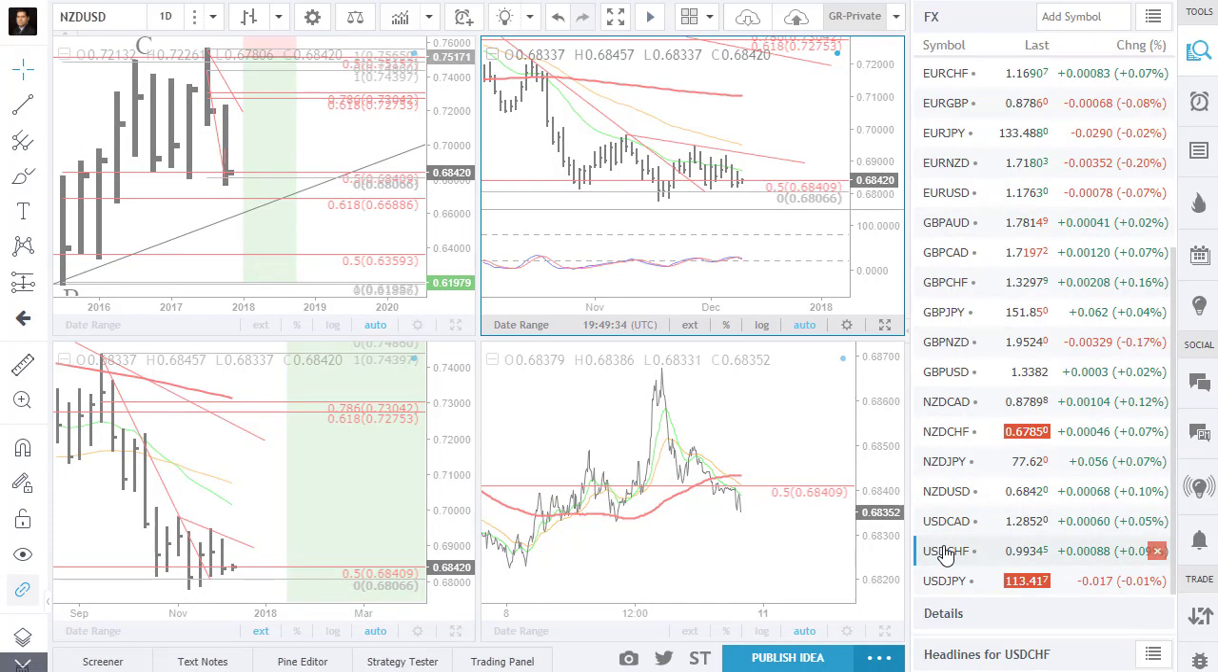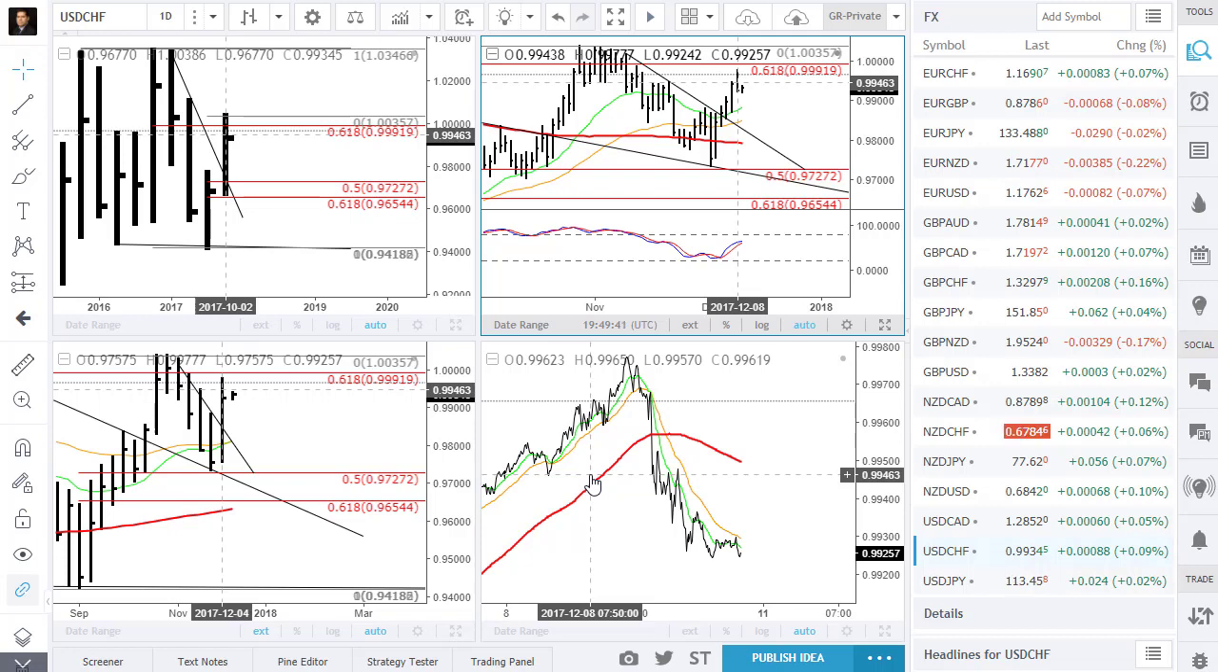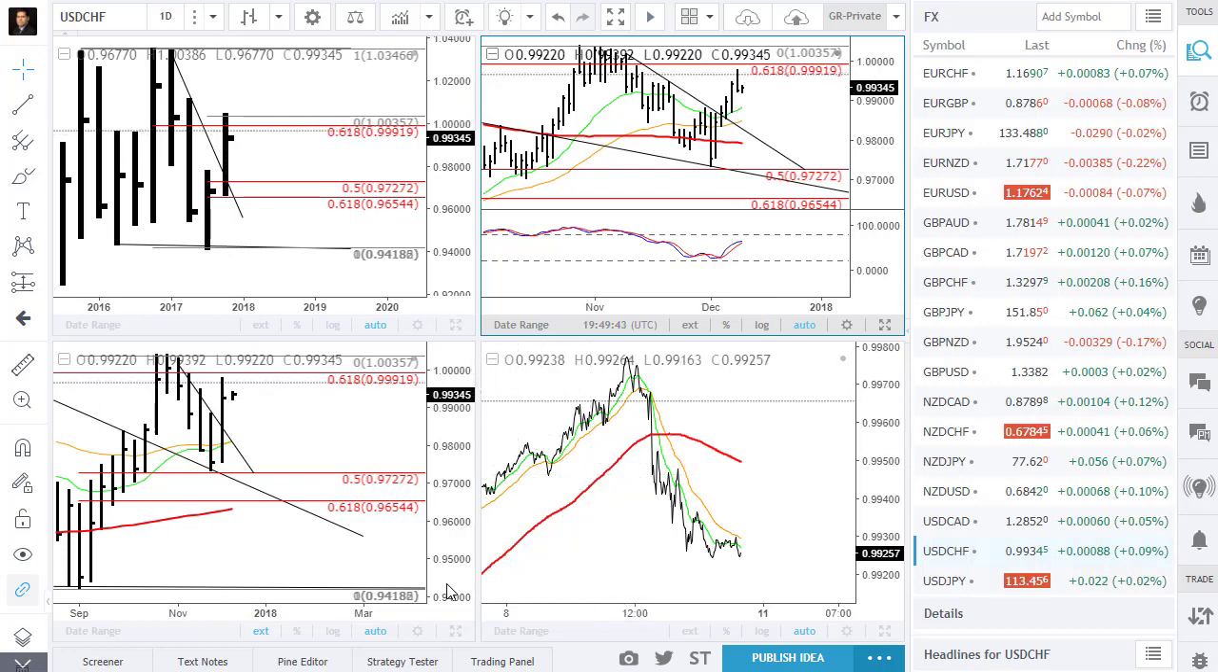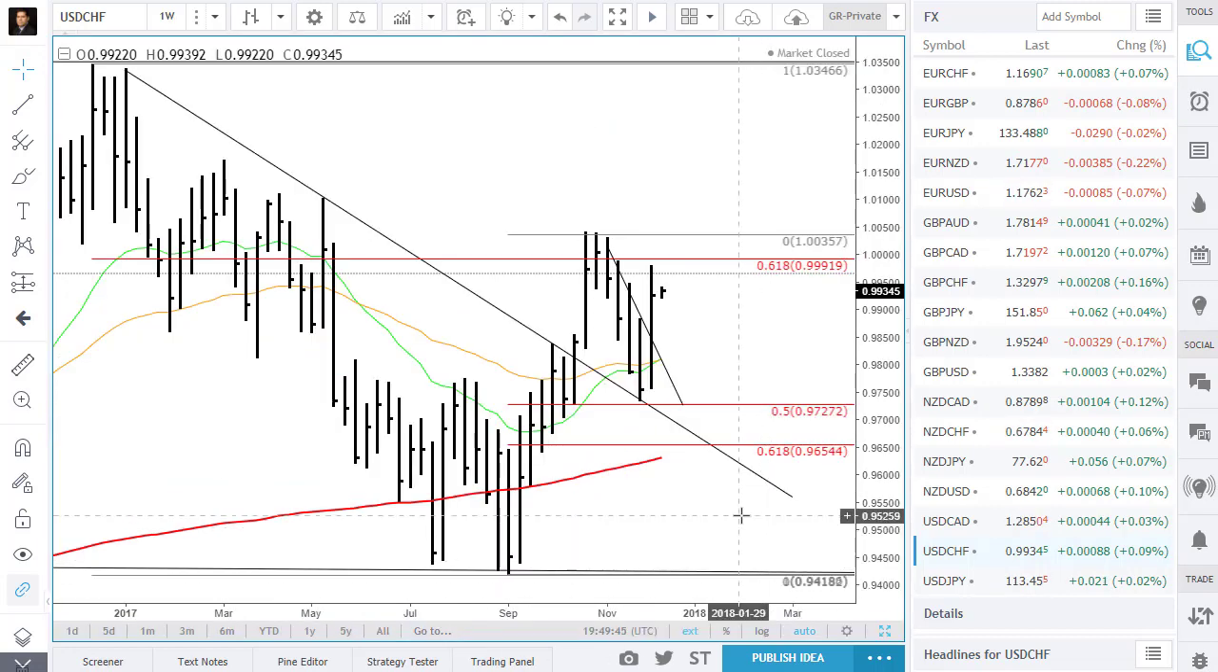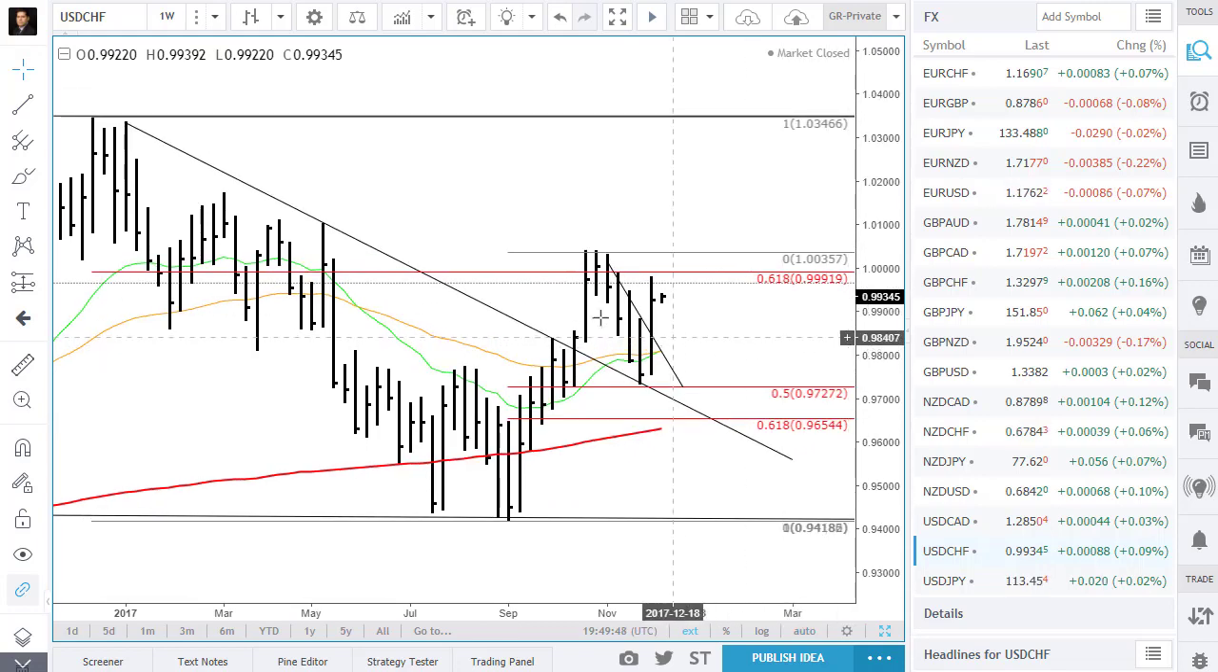Dollar Swiss franc, I actually took this trade last week. We're still sitting in it, and the expectation here is that the market is going to continue higher. This is your weekly chart, and you can see this is the setup that I like for a lot of the other markets, where you get a move off of a break above a trend line. Here's your break above the trend line, then you retrace back to the trend line, then you break back above the new trend line that is established. You can see here, this is the new established trend line.